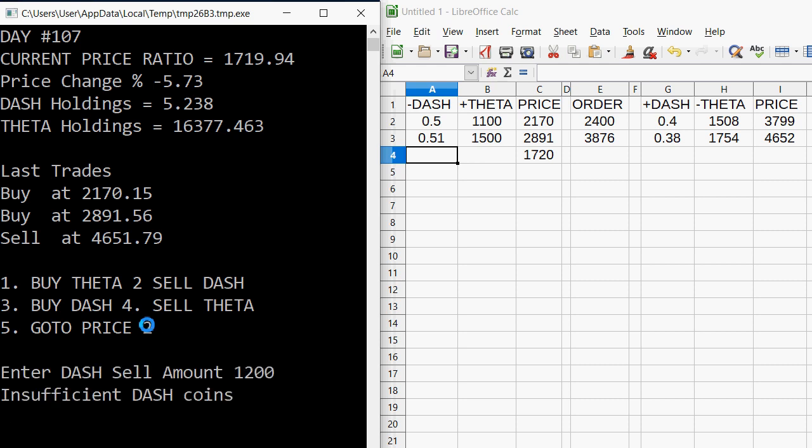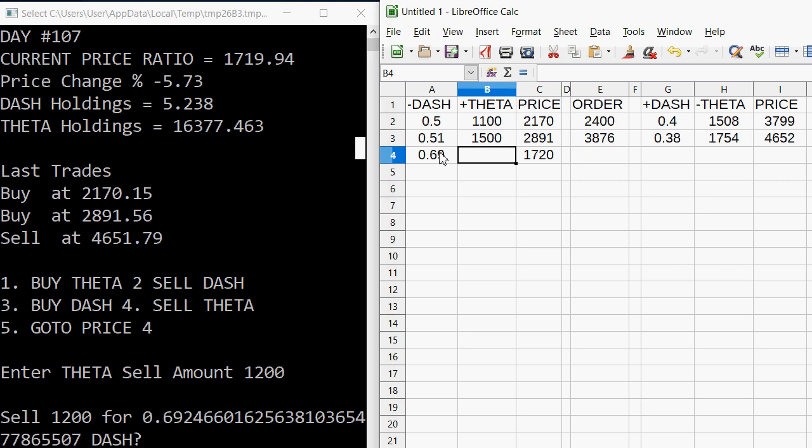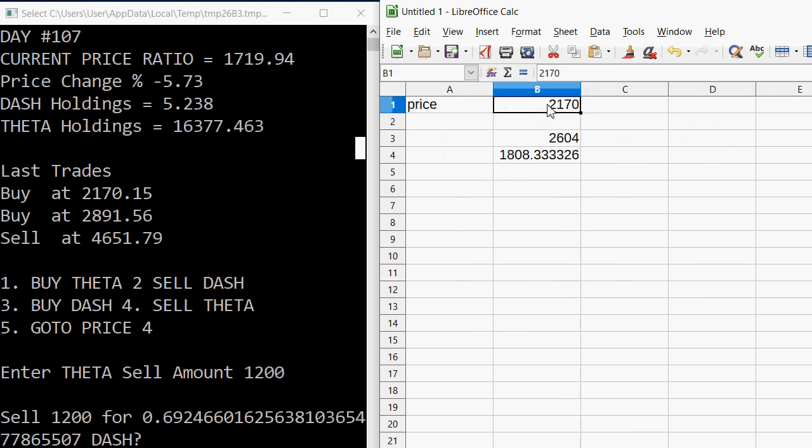And okay, I pushed the wrong button. Good thing I didn't go through. Although there's a confirm. If I sell 1,200, I get 0.69. So why don't we just go for that and sell 1,200 of them this way? And we'll see what the math says on where to buy and sell next after this price point.